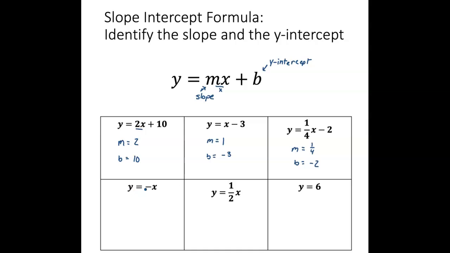Next equation, y equals -x. Y equals, perfect. That means I'm in slope-intercept. I can look for my m, my slope, and my b, my y-intercept. So my slope, what is the coefficient of x? Remember that magic 1 when we don't see it? Yeah, my slope here is -1.